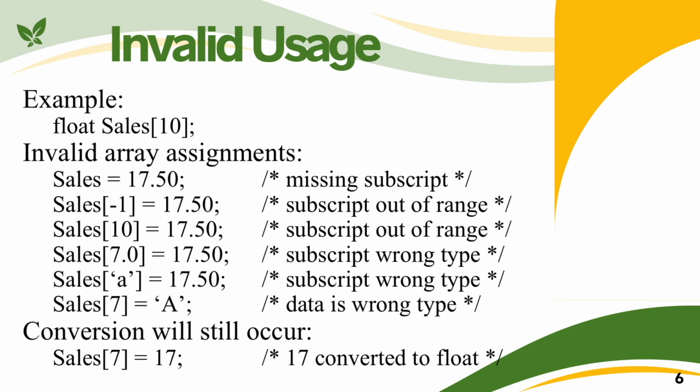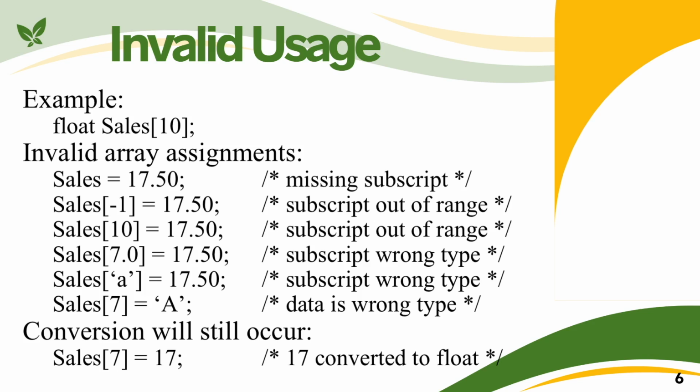17.50. There the assignment is not possible because I did not mention the subscript, where in that array the value 17.50 has to be placed, that is missing there, the position information is missing there, and so it is an invalid array assignment. In the second, I have used a negative index, sales of -1, which is not possible, and in the third, sales of 10 is equal to 17.50 is illegal, just because we have defined the array size to be 10, and so the index would span from 0 to 9, and so sales of 10 is just an out of bound.